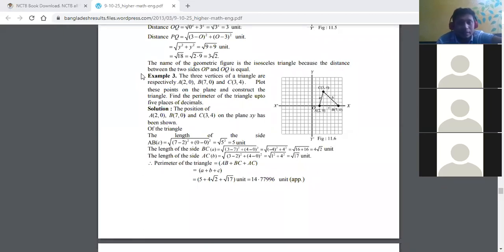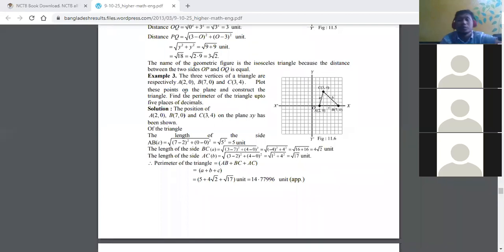Also, the 3 vertices are given at A(2, 0), B(7, 0), C(3, 4). You can see A, B, C here. You can see the figure. A(2, 0), B(7, 0). Because here the ordinate of A is 0, that's why the point A will lie on the x-axis. Ordinate of B is also 0, so it will also lie on the x-axis. So A(2, 0) and B(7, 0), you can see the figure. And C is (3, 4). So 1, 2, 3, if we consider, it will be C(3, 4). You can see. Now, plotting is already completed.